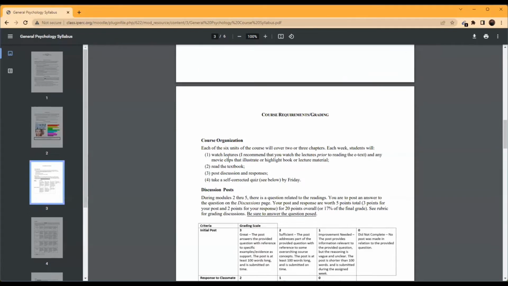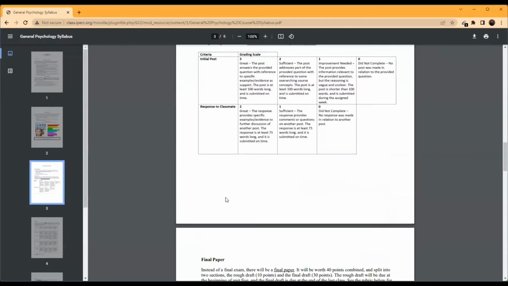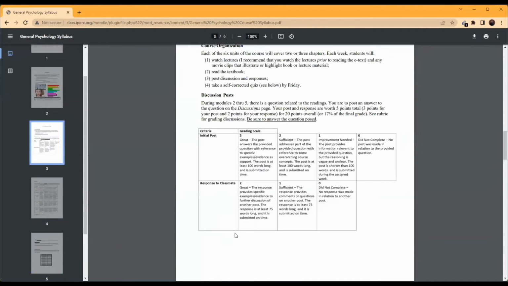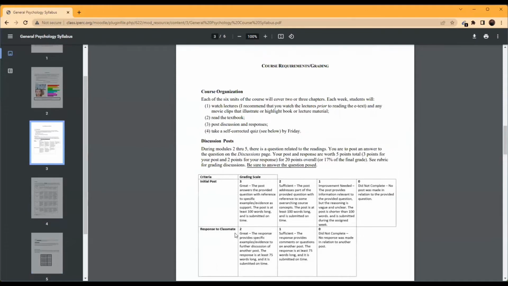With the course organization, we can see what is being organized into the course. There are lectures, there are readings, there are discussion responses, and there's a self-credit quiz. We can start off with discussion posts, and then we'll see the final paper, and then we can talk about the quizzes, and we'll talk about the grading scale. Okay, let's start with the discussion posts.